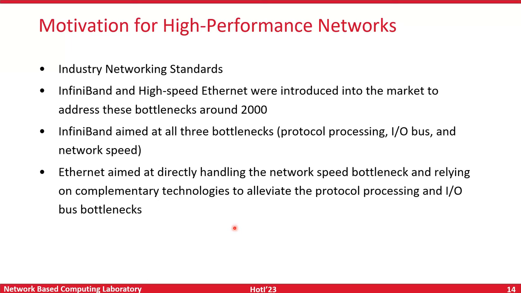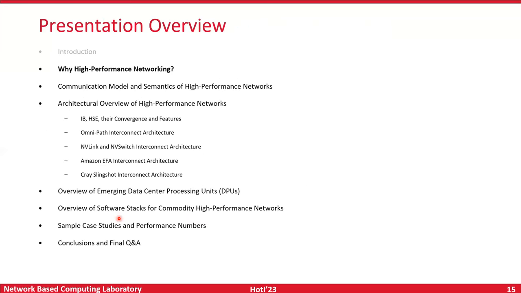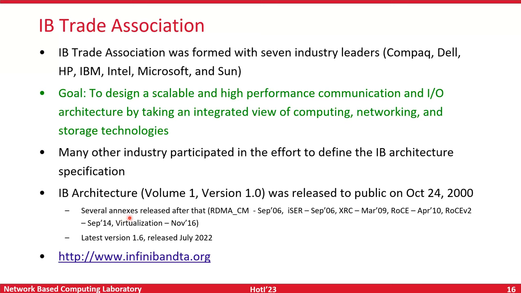Coming from the previous slide, which covered almost the end of the 90s, there was gradually much higher and higher demand. This is where a lot of industry tried to participate and come up with standards so that we can continue over the years. In that context, two consortiums started: one is InfiniBand, which we'll talk about, and the other is high-speed Ethernet. Since InfiniBand was totally new, it aimed to address all three bottlenecks: protocol processing, I/O bottleneck, and network speed. But Ethernet was already there, so it directly tried to handle the network speed bottleneck and depended on complementary technologies to alleviate the protocol processing bottlenecks. Now let's see what that means. Any questions so far before I move on?